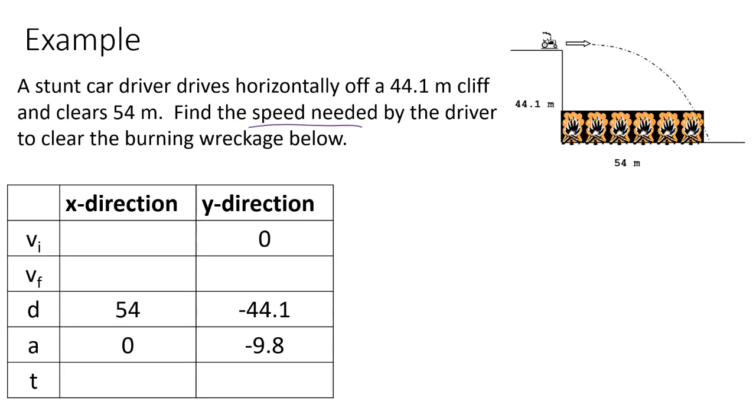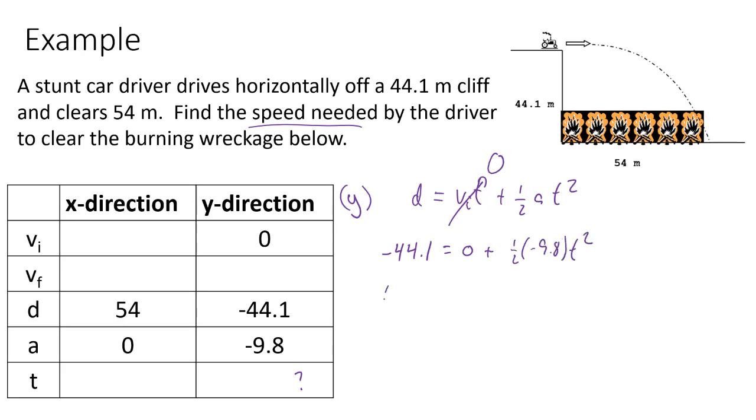So what we'll start with is to find the time. We're going to find the time in the y direction. So if we look in the y direction and apply d is equal to v_i t plus 1/2 a t squared, our velocity in the y direction initially is 0. Our displacement in the y is negative 44.1. So that's equal to 0 plus 1/2 times negative 9.8 t squared. We'll find that our t squared conveniently is equal to 9, and that our time in the air is going to be equal to 3.